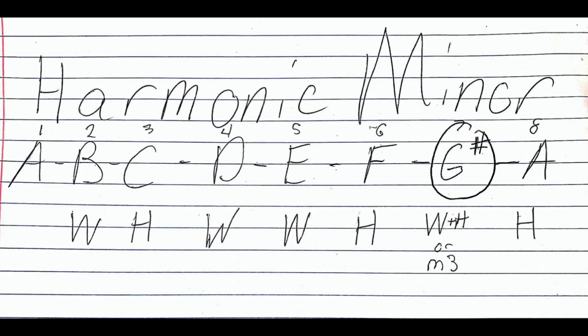With the harmonic minor scale, the only note that's changed is the 7th note, which in this case is going to be that G sharp. So that whole step is going to turn to a half step.